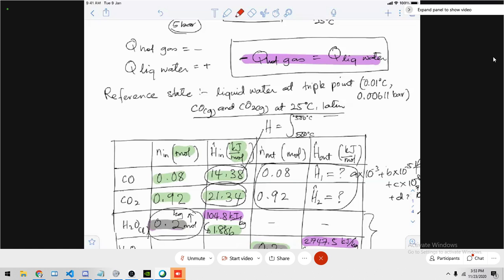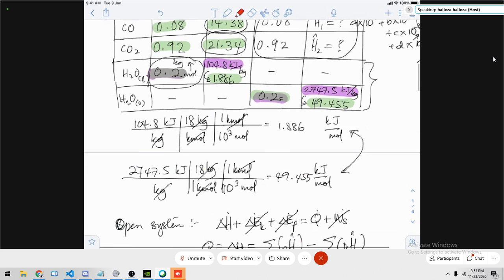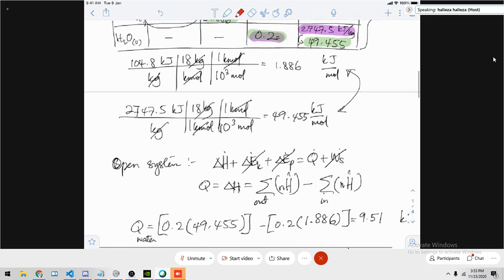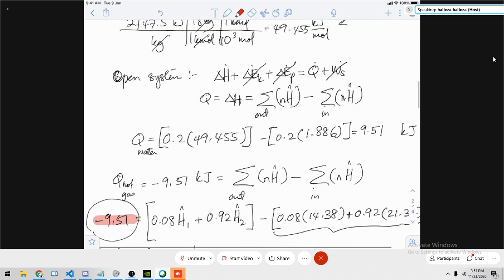So this example really illustrates how we need to construct the table and get the correct reference state. If you have the data available, then use it. You need to use your general energy balance equation. If it's an open system, use the open system equation. If it's a closed system, use the closed system equation.